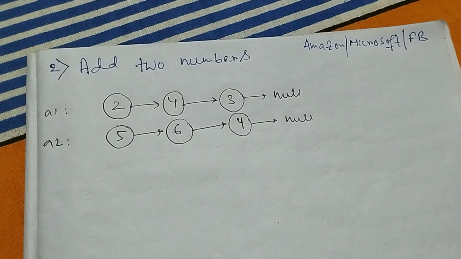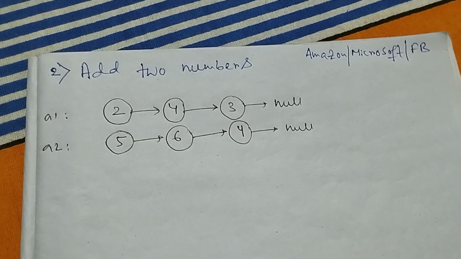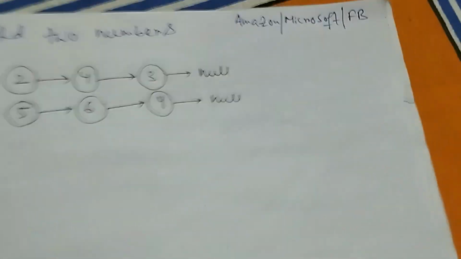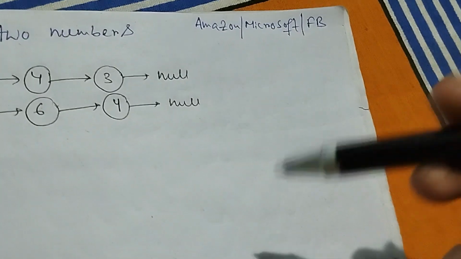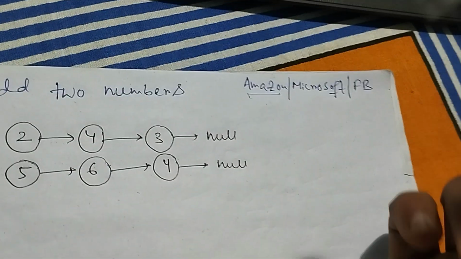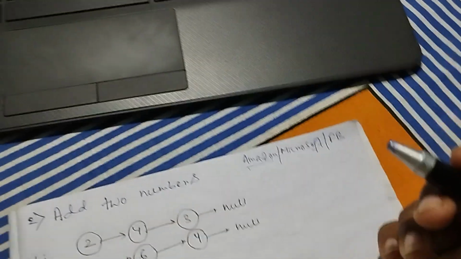In this video, we are going to talk about the second question on LeetCode, Add Two Numbers, which is asked by companies like Amazon, Facebook, and many more. I'm just naming a few here. Let us read the question statement.